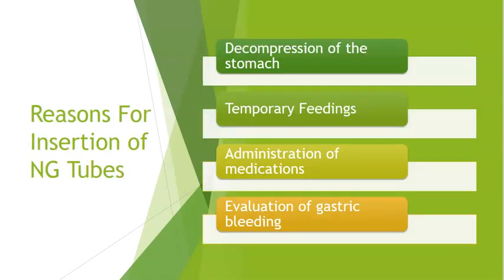There are many reasons for patients to have nasogastric tubes placed. Some of them are decompression of the stomach for patients that have either intestinal surgery or a bowel obstruction, to help keep the stomach free of fluid so the patient isn't vomiting and to allow for bowel rest; temporary feedings if the patient is unable to swallow; administration of medications that the patient may not be able to tolerate drinking by mouth, such as acetylcysteine for patients who have had Tylenol overdose poisonings; and evaluation of gastric bleeding when it's suspected it is coming from the stomach and not from the esophagus.